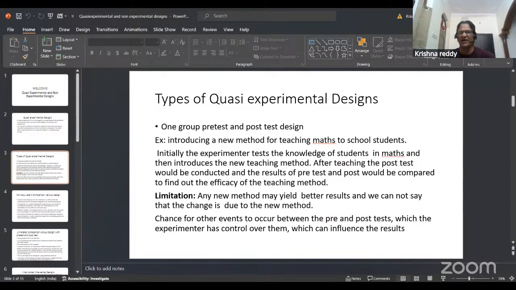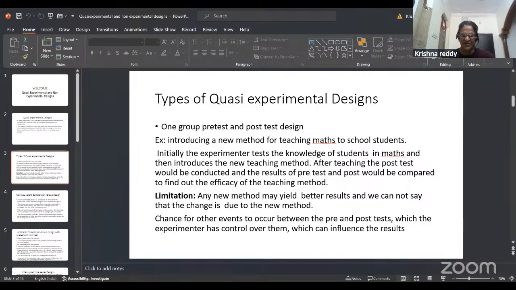Then there would be a comparison between the pre-test scores and the post-test scores to find out the efficacy of the teaching method. If the post-test score is better than the pre-test score, then you can conclude that this particular teaching method has some kind of impact. Because the pre-test scores, say for example, the mean of the pre-test is about 55.